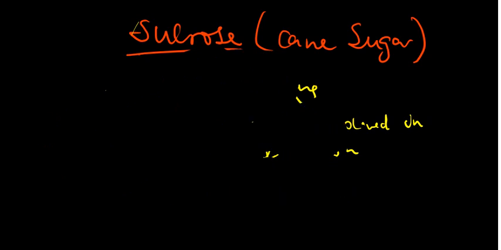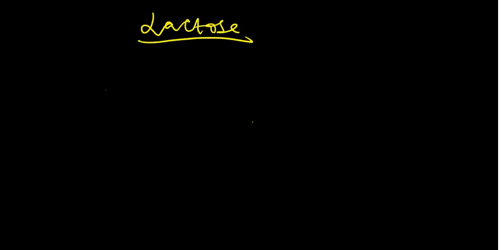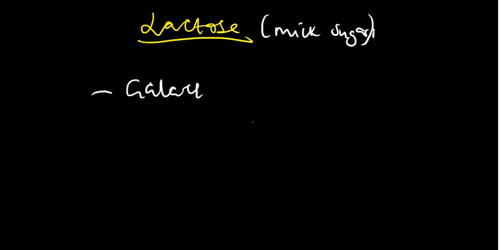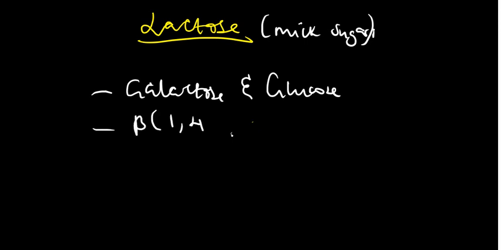All right, the next thing we're going to talk about is lactose. Okay, so when you look at lactose, it is referred to as milk sugar. Right, so because it's called the milk sugar, it is made of galactose and glucose. All right, so it is linked through a beta 1,4 glycosidic bond.